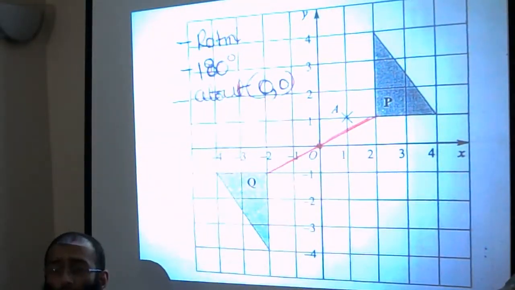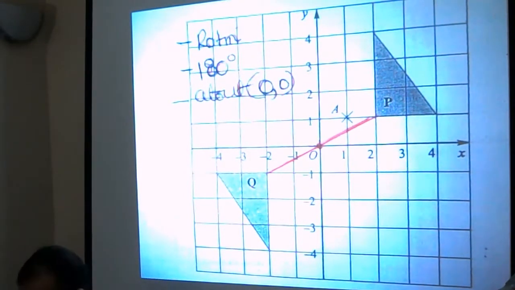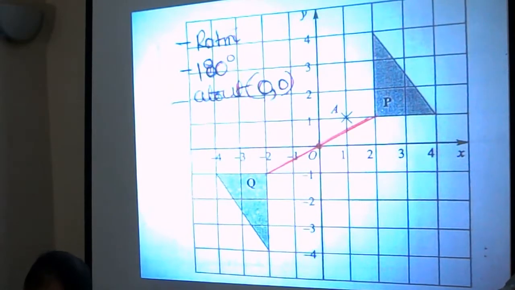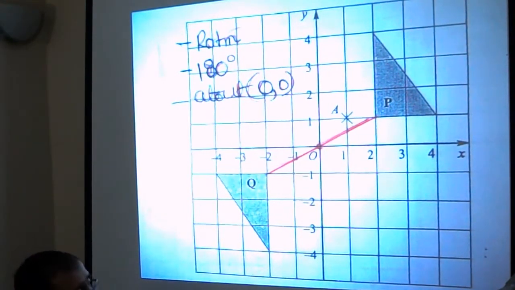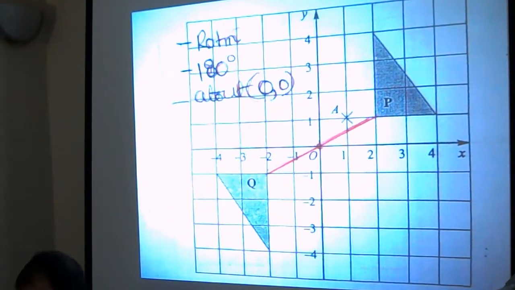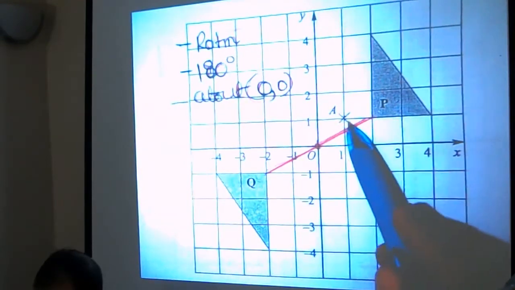Okay, Idris, are you happy with the language we use in the question? So, standardized language. The next question says rotate shape P 90 degrees anti-clockwise. You can't see this on the screen, but I'm reading to you. Rotate shape P 90 degrees anti-clockwise about the point A11. So here's the point A11. You have to rotate this shape from there 90 degrees anti-clockwise.